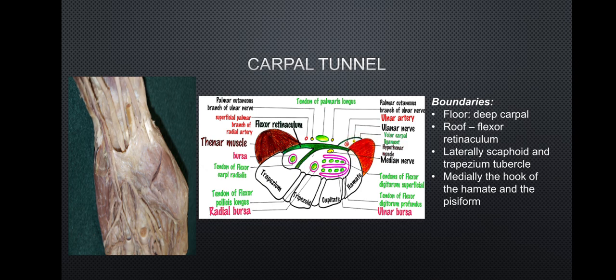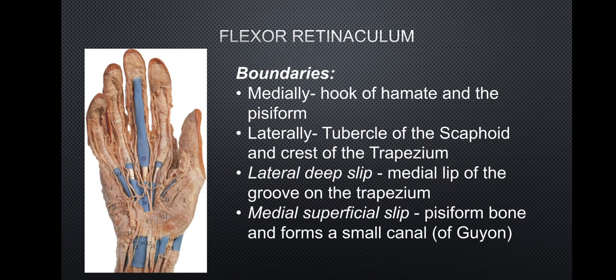Now the structures passing superficial to the flexor retinaculum are the palmar cutaneous branch of the median nerve. This is the palmar cutaneous branch of the median nerve. The palmaris longus tendon, the palmar cutaneous branch of the ulnar nerve, and the ulnar vessels, the thenar and the hypothenar muscles.